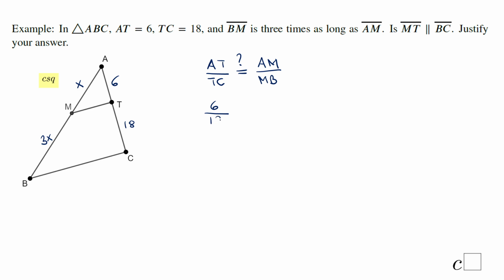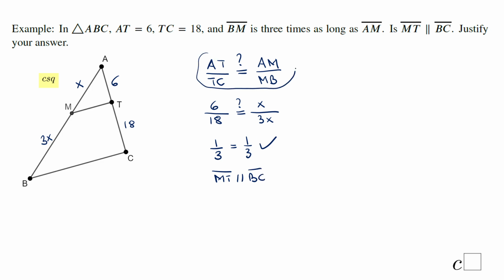So AT is 6. TC is 18. Is that equal with AM, which I called X, if you remember, and MB, which I called 3X? If we simplify these two fractions, 6 over 18 will be 1 over 3, and X over 3X is 1 over 3. So yes, this equality is accomplished. So now we know by the converse of the previous theorem that segment MT is parallel with segment BC, just because this statement here is accomplished.